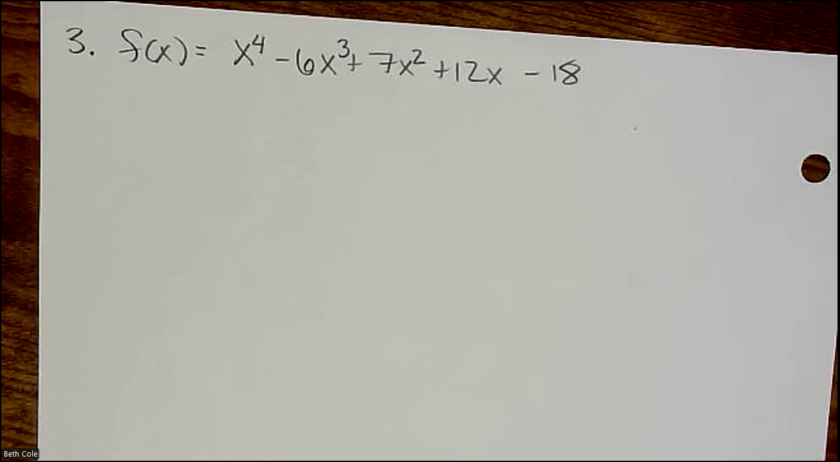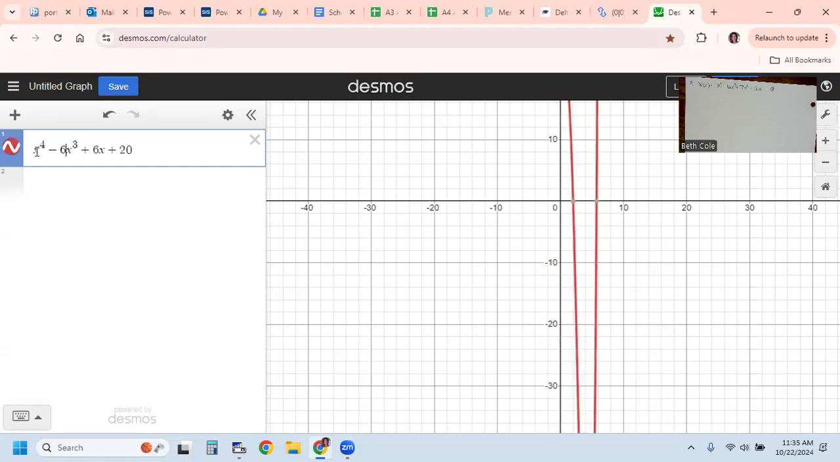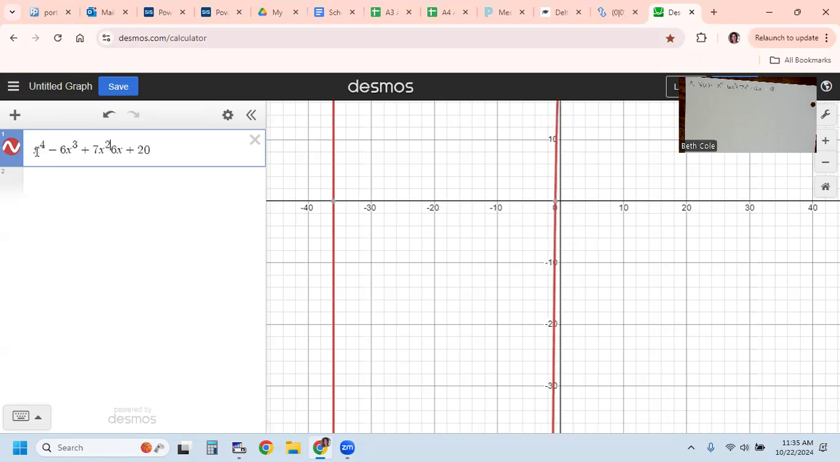All right, did you all write that down? Okay, so I am going to go. How many answers are we going to get? 4. The first exponent is the highest exponent. I will always make it be the first one, but just to be clear, if they were jumbled up, it's the highest one. Plus 7x squared plus 12x.